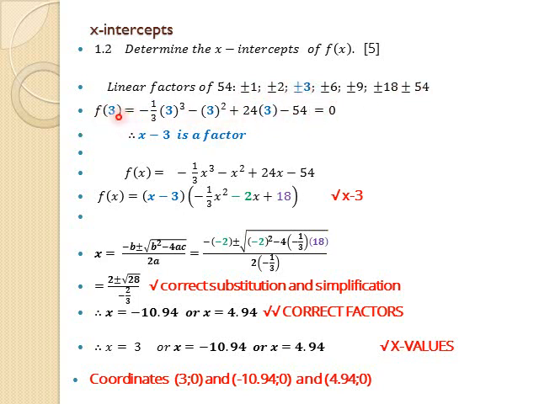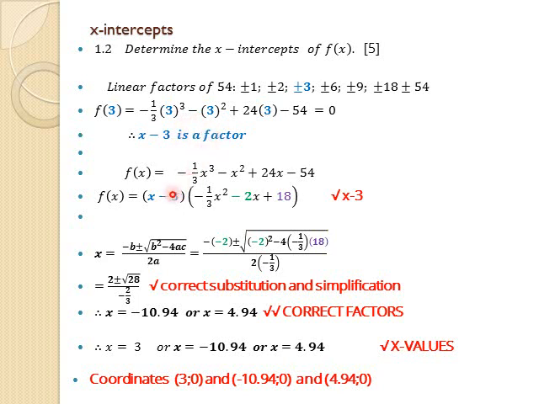So in this case, if I take positive 3, I have 3 cubed minus 3 squared plus 24 times 3 minus 54. That gives me 27 divided by 3, negative 9. That would give me negative 9, negative 18, plus 72, minus 54, and that all equals 0. So therefore, that positive 3 now gets written as negative 3, so x minus 3 is a factor.